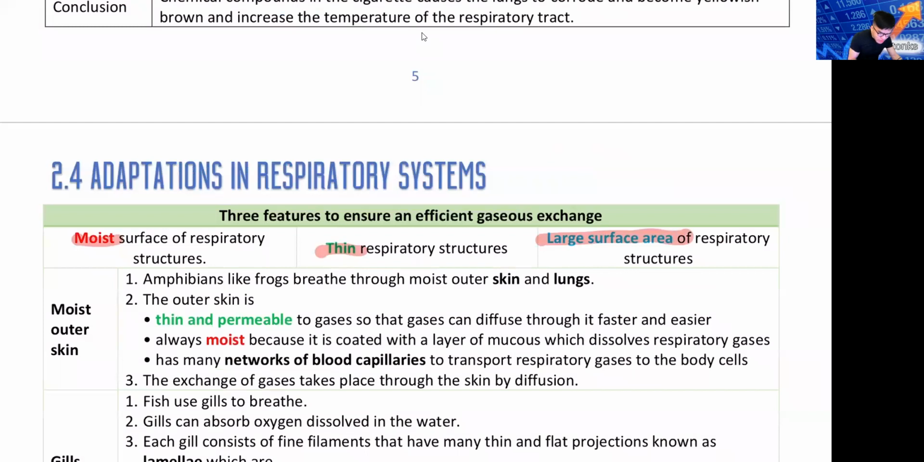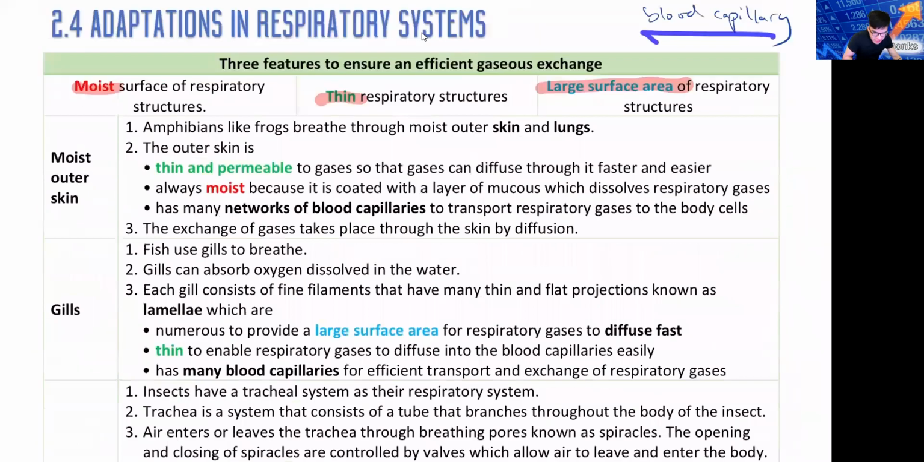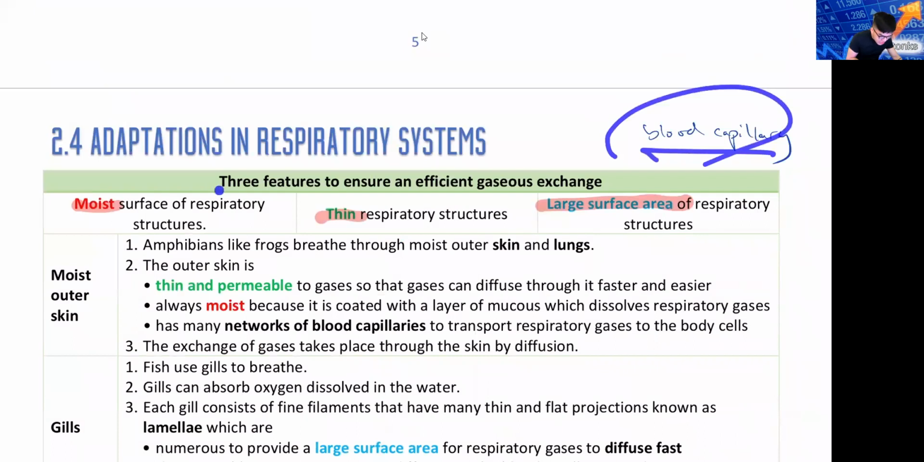All right, so where's the missing one? Sir, I thought there's 4. Yes, there's one more. It's actually blood capillary, surrounded by a network of blood capillary. But here's the thing. This blood capillary, you want to put it here, can, no problem. There's actually 4. But what happened to this blood capillary? Why didn't this note write blood capillary?